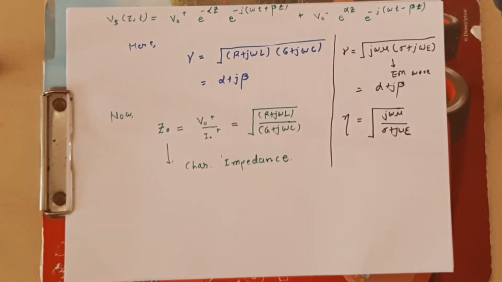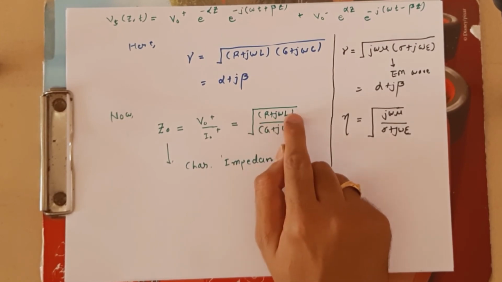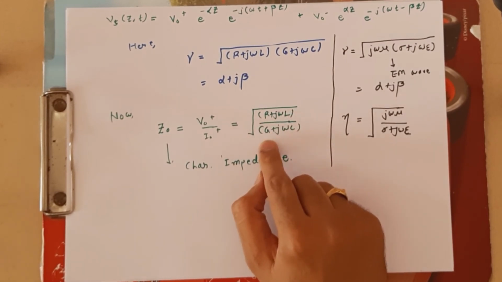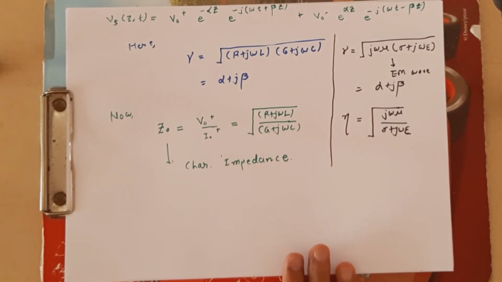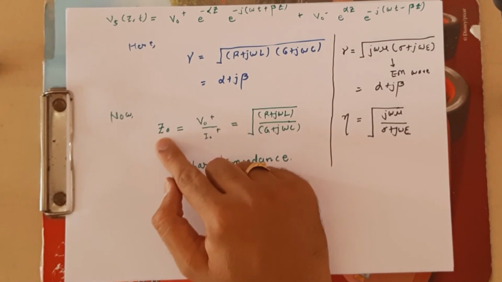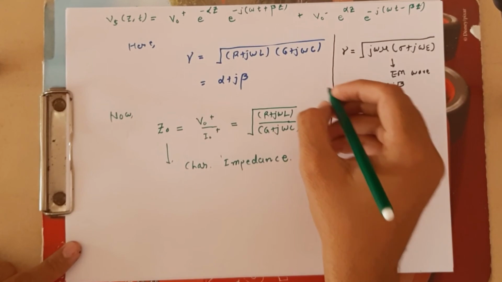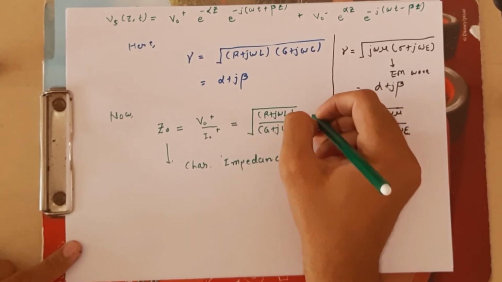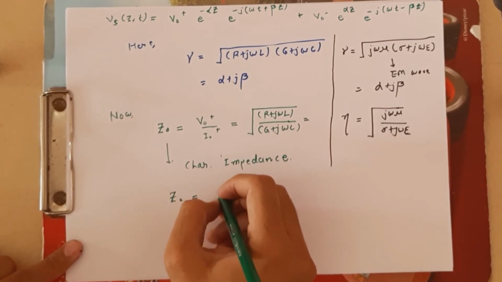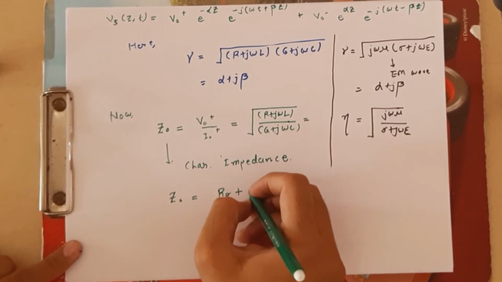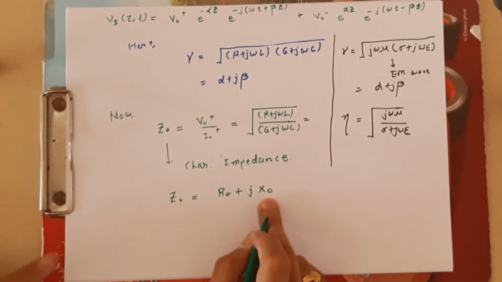So the characteristic impedance depends on what? It depends on resistance, conductance, transconductance, and it also depends on the capacitance. Here we have to derive the equation of Z0. If you solve this equation, you will find that Z0 is a combination of real part and imaginary part. So Z0 is equal to R0 plus jX0.